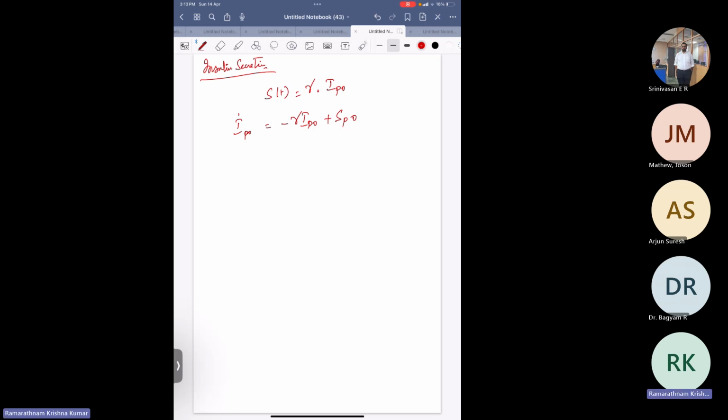And SPO, function of T, is given by a slightly complex expression: K into G dot T plus SB for G dot greater than 0, and is equal to y of T plus SB for G dot less than 0. That G dot does not. So this is a separate paper for this.